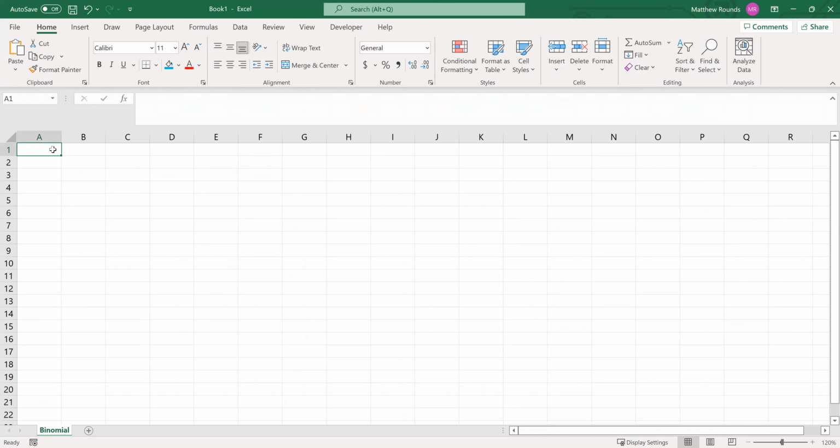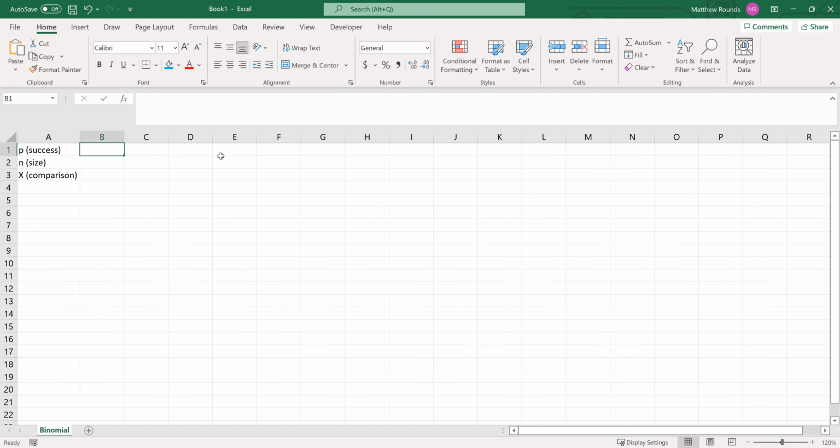Okay. So we'll leave P as P, but this means success. Q, well, they rarely give you Q, so let's not do that. Let's do size, sample size, N, which is your size. And then this is your X, which is the at least one, the less than one. This is like your comparison. Okay. So let me put your numbers in here. So 0.2, 4, and then 1.